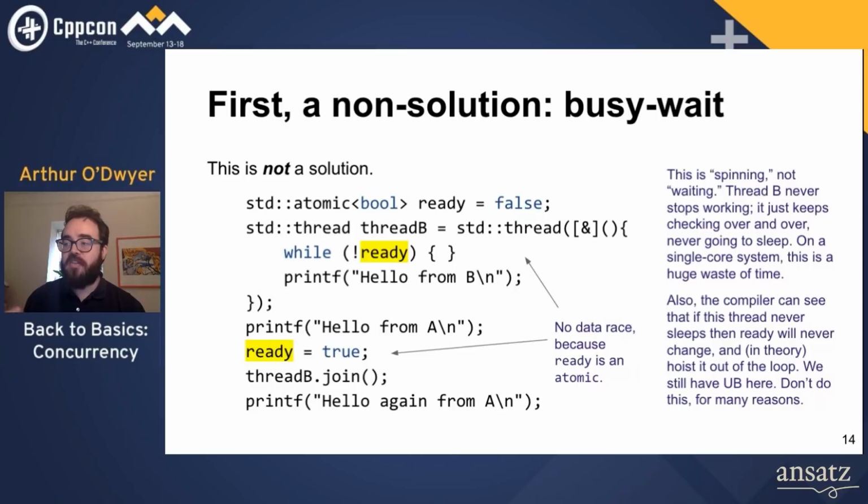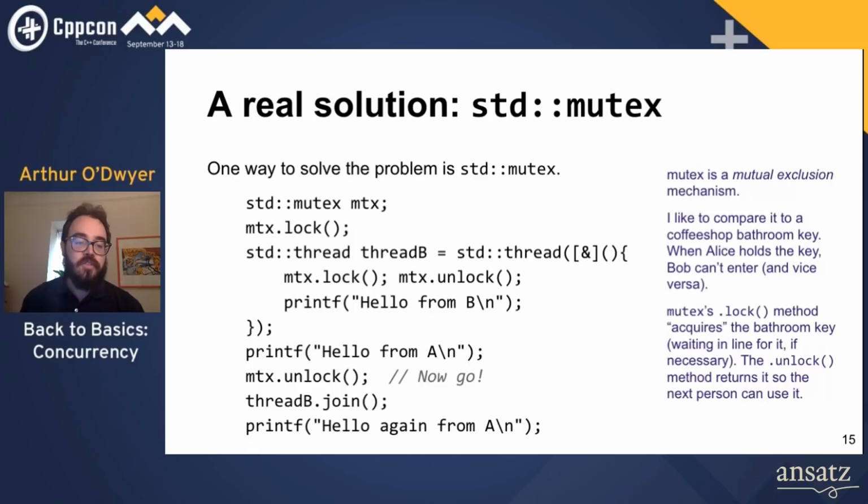What could we do instead? Here's one real solution. This is the simplest solution, not necessarily the most appropriate for production code. But I think it's decently appropriate. But I've had people tell me, what, this is crazy. Here's how we're going to do this with std mutex. What is a std mutex? It's a mutual exclusion mechanism. So mutex, mutual exclusion. That doesn't really tell you what it is, but at least it tells you what it does, kind of. I compare this to the key to the bathroom in the coffee shop.